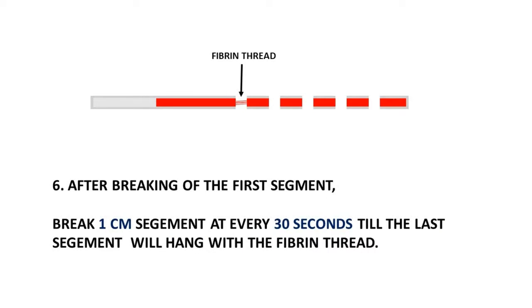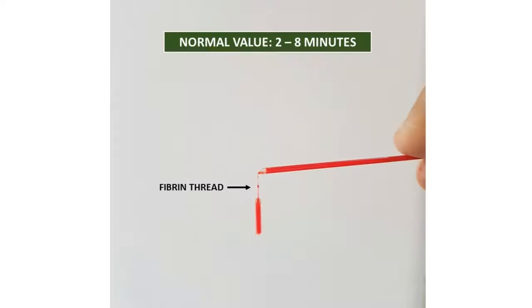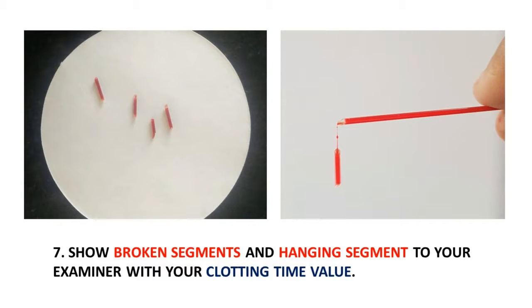After breaking the first segment, break a 1 cm segment every 30 seconds till the last segment hangs with the fibrin thread. In this photograph, you are clearly seeing that the last segment is hanging with the remaining part, which is due to formation of a fibrin thread. Normal clotting time with this method is around 2 to 8 minutes. Show the broken segments and the hanging segment to your examiner with your clotting time value.